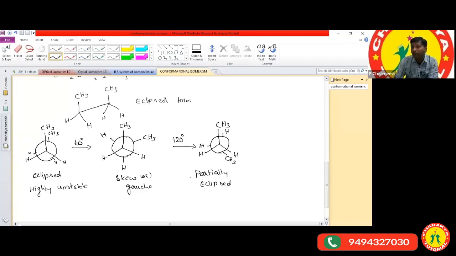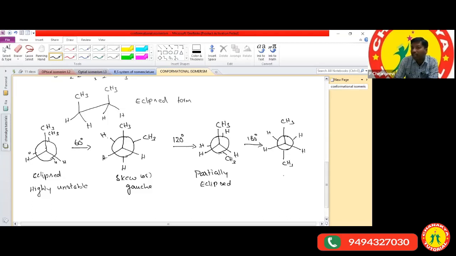Partially eclipsed form. Again, if you rotate one more 60 degrees, the total rotation is 180 degrees. If you rotate a total of 180 degrees, the two methyl groups are exactly opposite. Here one methyl group is present, and here there is a hydrogen. If you rotate this methyl group, it comes to the center, exactly opposite CH3. Here H is there, here H is there.